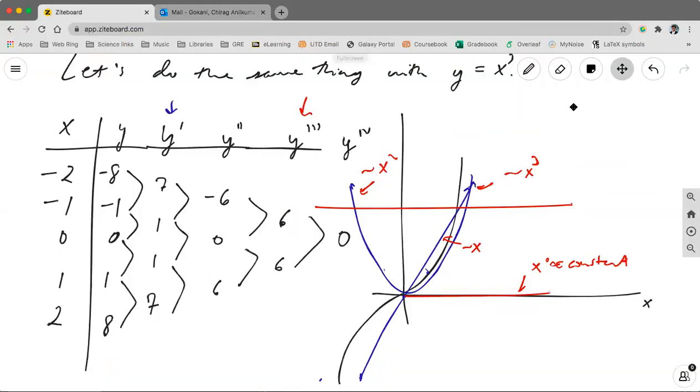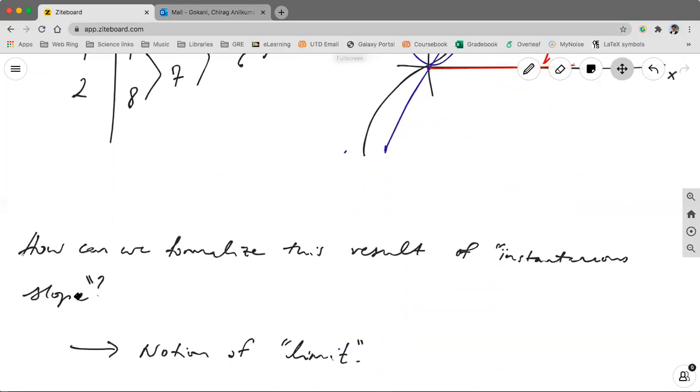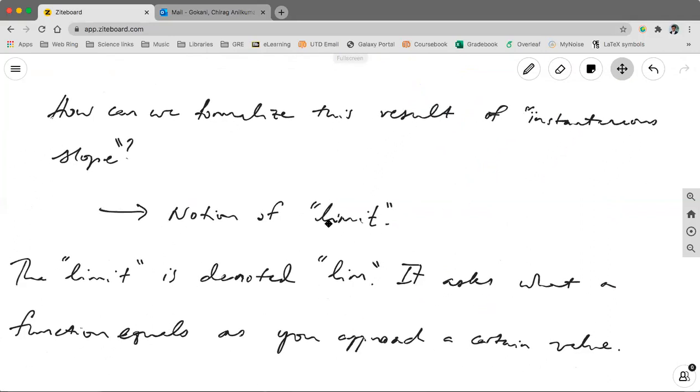No questions? Okay. So how can we formalize this result of the instantaneous slope? Well, we can appeal to the notion of the limit. And when you take calculus, this is sort of how your class will start. What is the limit?